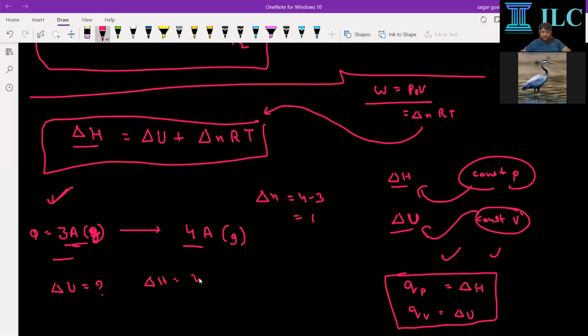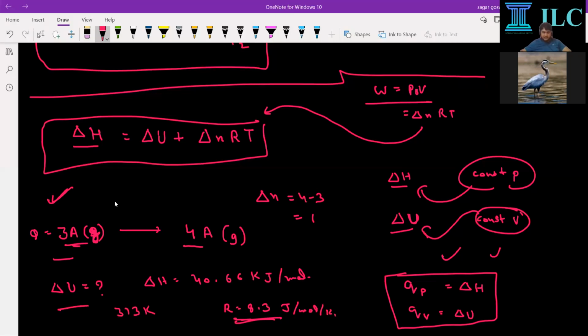The heat of vaporization is given to you as 40.66 kilojoule per mole, and R is given to you as 8.3. Just take it as 8.3. If you want to find it in joule, it is 8.3 joule per mole per Kelvin. And it is at 373 Kelvin. So can you find out delta U?